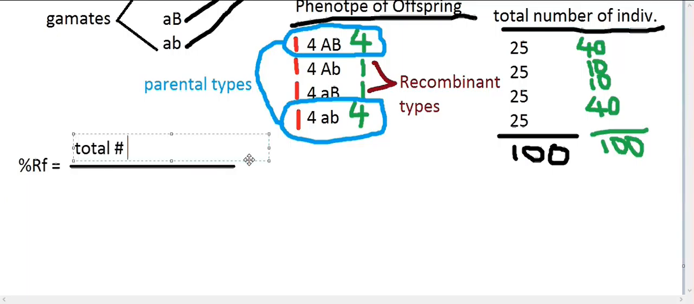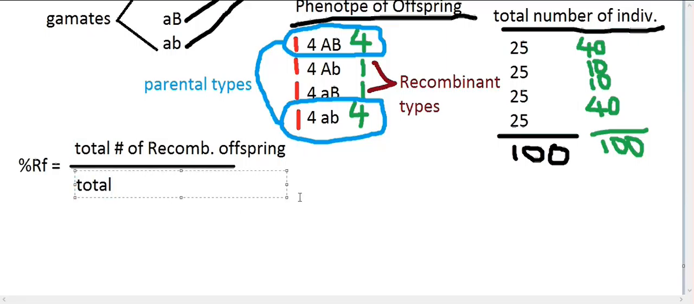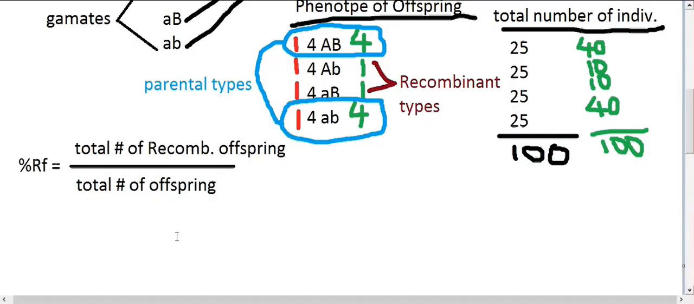It's the total number of recombinant offspring over the total number of offspring altogether.